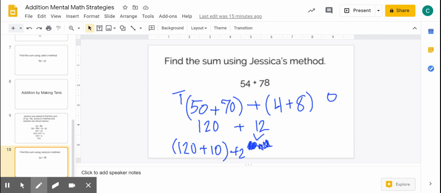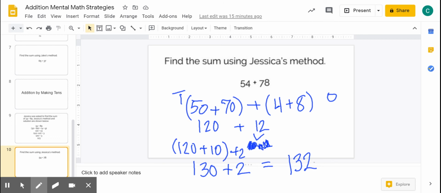Let's add 120 plus 10. 120 plus 10 gives us 130. Then I will add 130 plus my 2 leftover ones. This will give me a grand sum of 132.